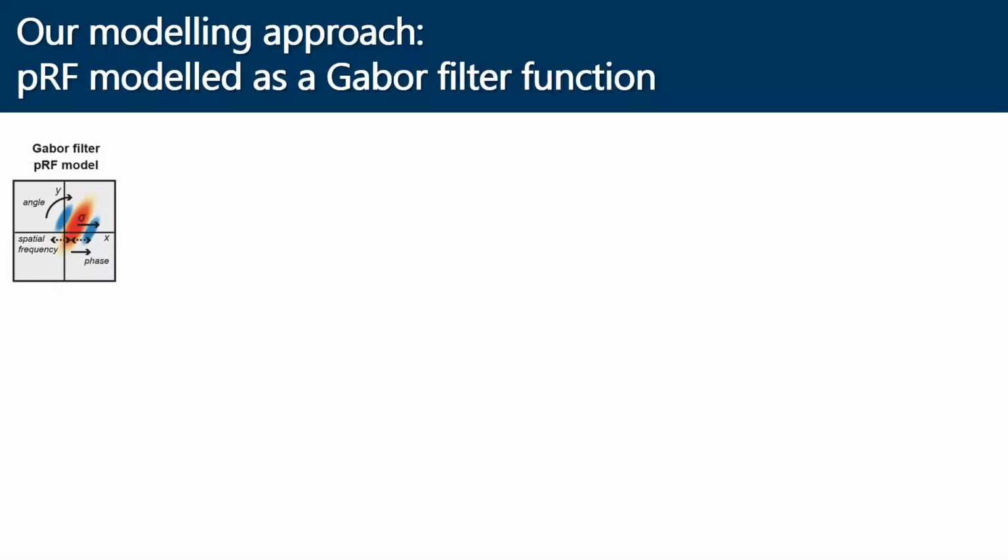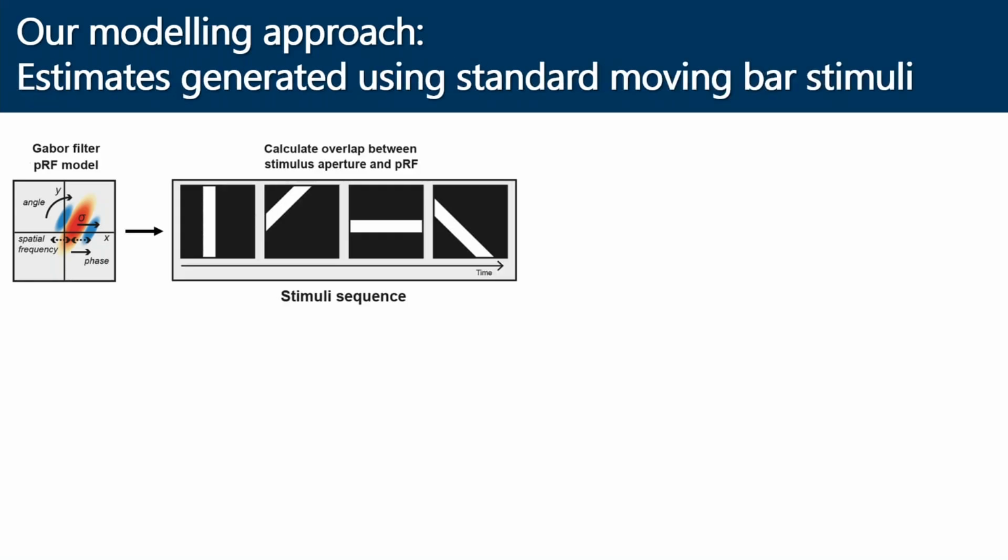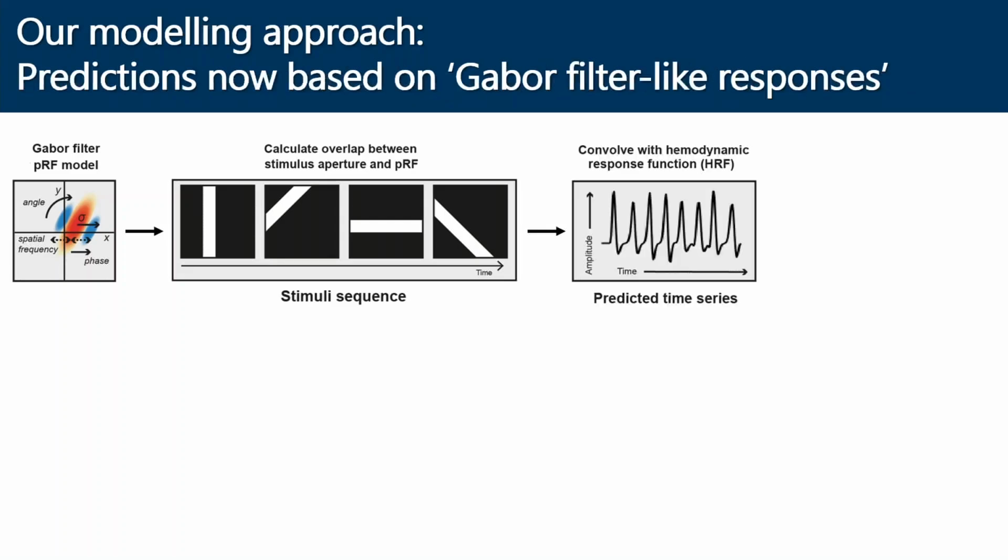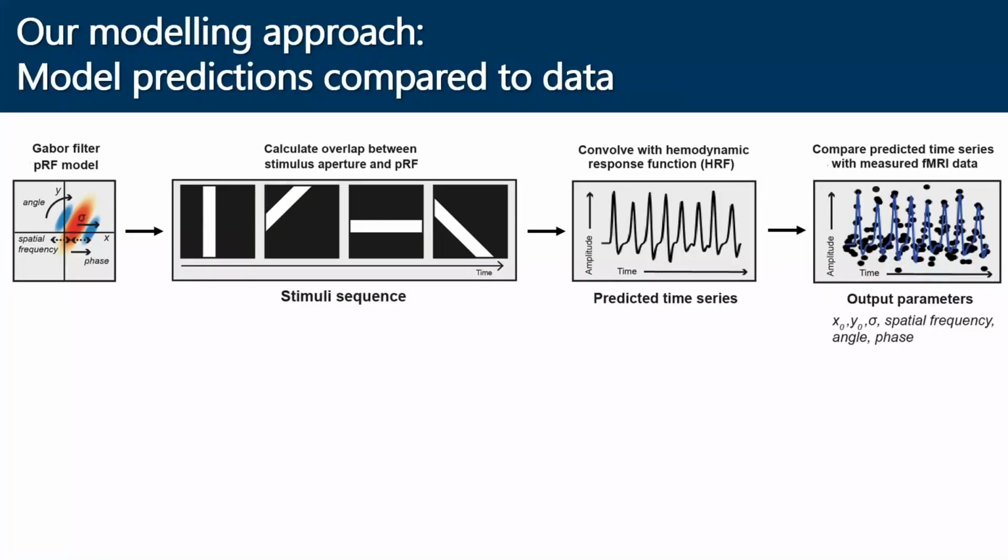So first of all, how did we model the data? We followed the conventional approach of PRF modeling, but the only difference was that our PRF was now modeled as a two-dimensional Gabor filter function, which had these 3 extra parameters accounting for the angle, spatial frequency, and phase of the PRF. We calculated the overlap of this PRF with a stimulus sequence of moving bar stimuli, which is the standard retinotopic stimulus, from which we obtained the predicted time series for all the different combinations of Gabor filter parameters, which we could then fit to the data we collected with these moving bar stimuli.